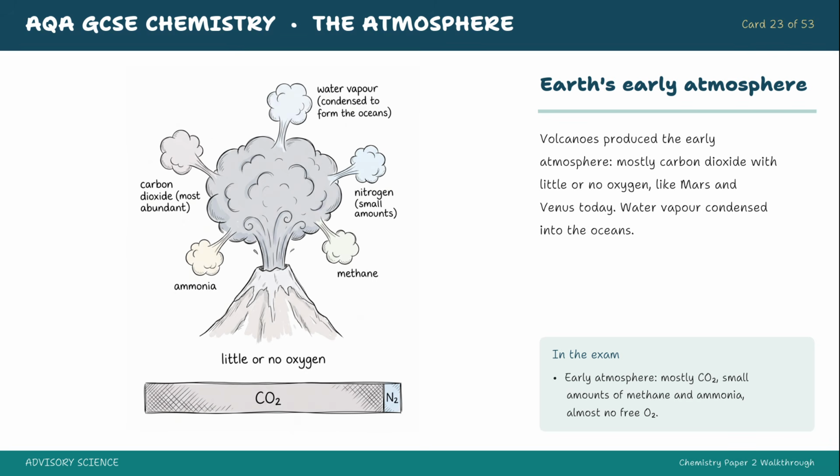The volcanoes also released water vapour and small amounts of other gases like nitrogen, methane, and ammonia. As the Earth cooled, the water vapour condensed to form the oceans.